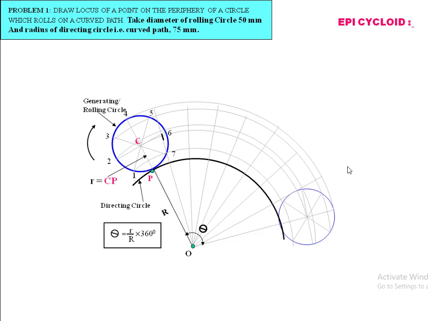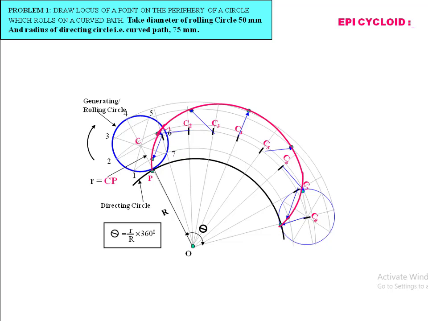Now let us start with the different centers, assigned as C1, C2, C3, C4. These are the different centers through which this rolling circle will pass. Now we'll simply put our pointer at C1 and take radius equal to the rolling circle, that is 25 mm, and mark an arc. If our pointer is at C1, then mark an arc on 1. If our pointer is at C2, mark an arc on 2. Likewise 3, 4, 5, 6, 7, 8. And by joining all these points we'll get the curve. The name of the curve is an epicycloid.